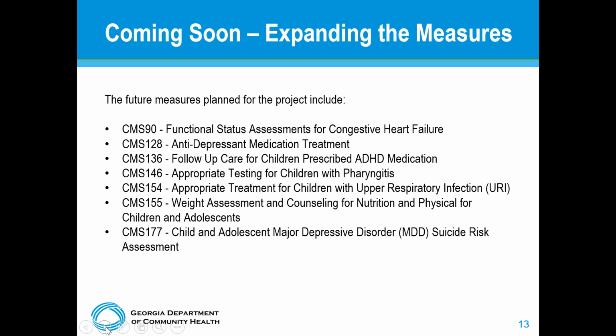upper respiratory infection. CMS 155, weight assessment, counseling for nutrition and physical activity for children and adolescents. CMS 177, child and adolescents major depressive disorder and suicide risk. Those are the ones that we're adding. We're in the process of working through and testing, and that will be added to our system and accessible in September. So there's a next polling question that we want to ask you.